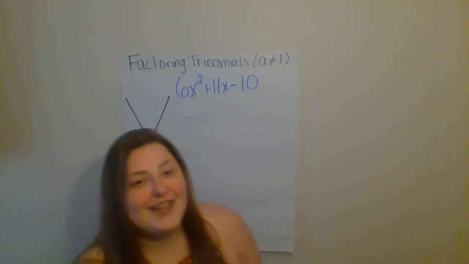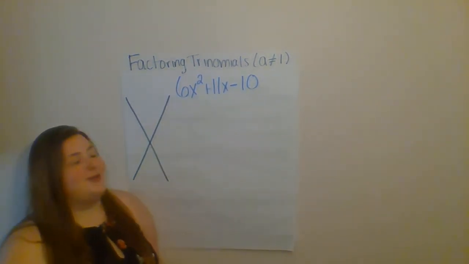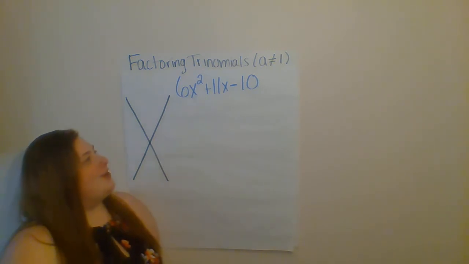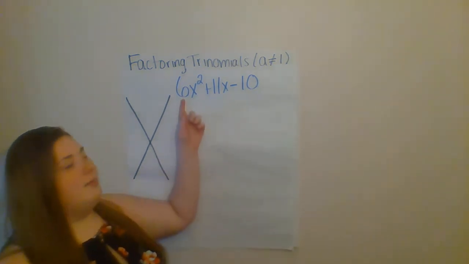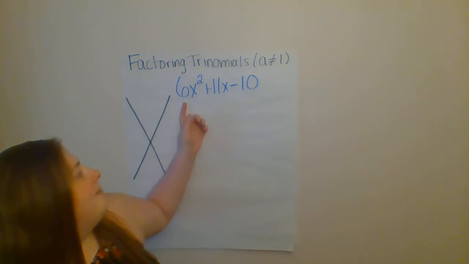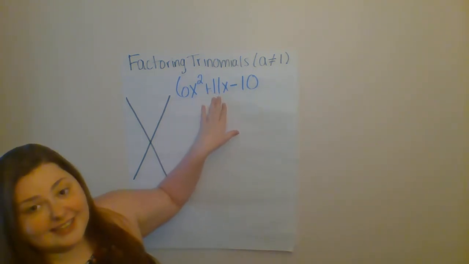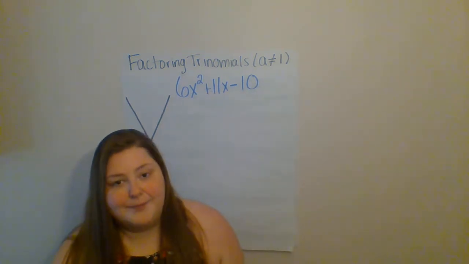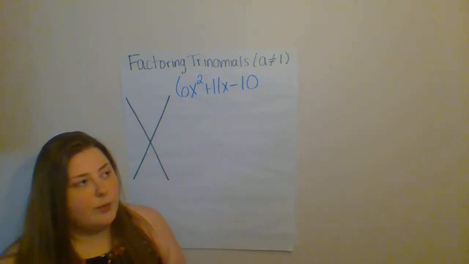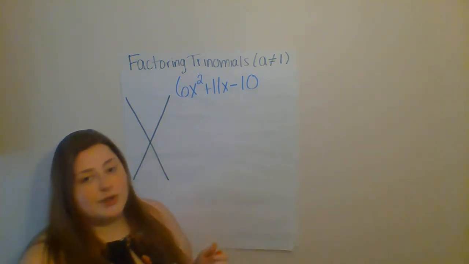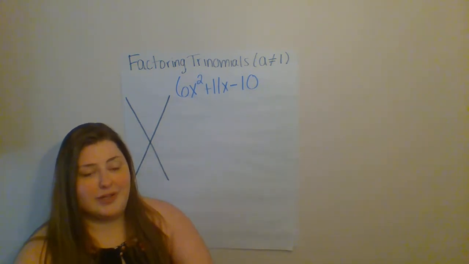Alright, in today's video we are talking about factoring trinomials when a is not 1. So a, remember, is that number in front of our x squared, b is the number in front of our x, and c is our constant. So just like we did for when a equals 1, we're going to use the AC method or the diamond method.